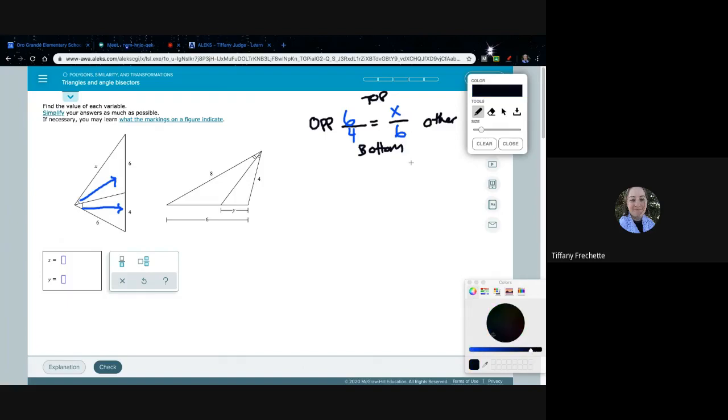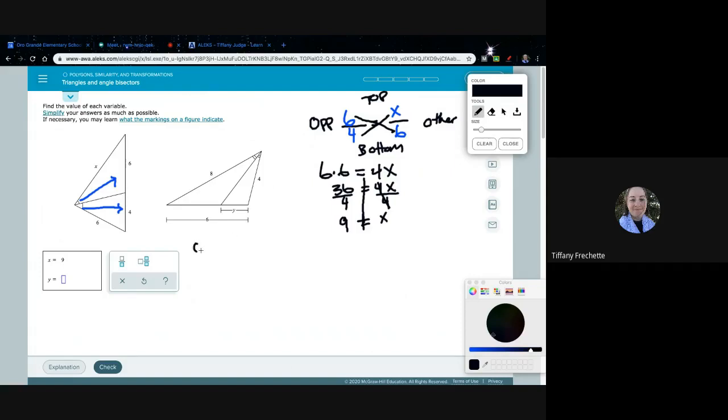Now I can cross multiply here. And I get 6 times 6 equals 4 times x. 6 times 6 gets me 36. 4 times x is 4x. And then to get x by itself, remember I have two sides of an equation. I'm going to divide by 4 on both sides, because any number divided by itself cancels, and I get to drop x down all by itself. So I have 36 divided by 4, which is 9. So I know x equals 9. I can go over here and fill this in. x equals 9.